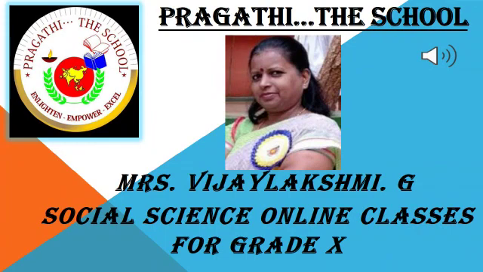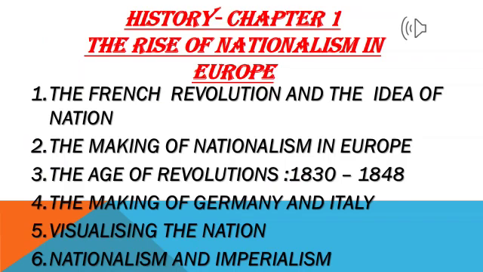Well, today I will start with the history chapter 1, the rise of nationalism in Europe. Well, children, this chapter is divided into 6 topics, and we will study each topic in detail. Let's know the 6 topics.